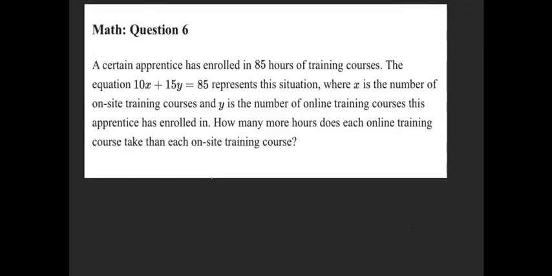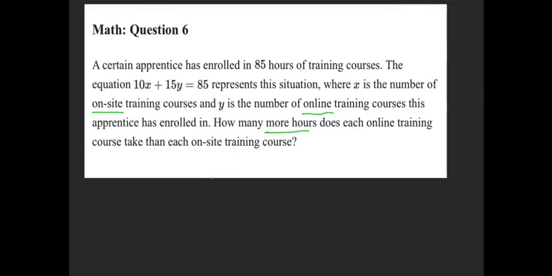Problem 6. A certain apprentice has enrolled in 85 hours of training courses. The equation 10x plus 15y equals 85 represents the situation, where x is the number of on-site training courses and y is the number of online training courses this apprentice has enrolled in. How many more hours does each online training course take than each on-site training course?